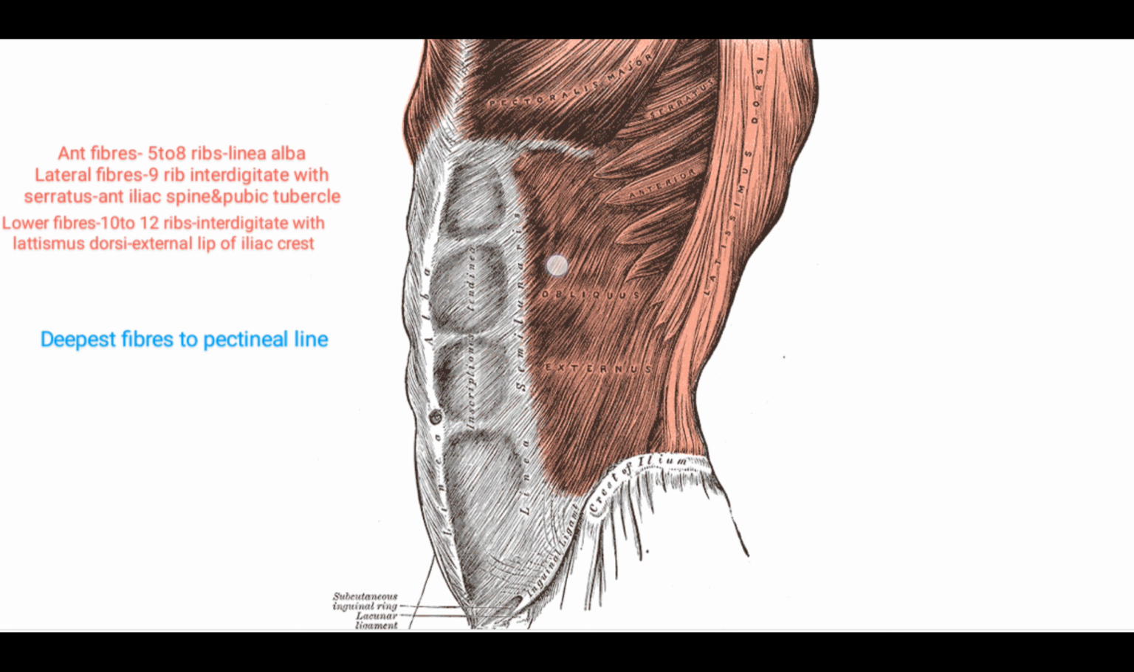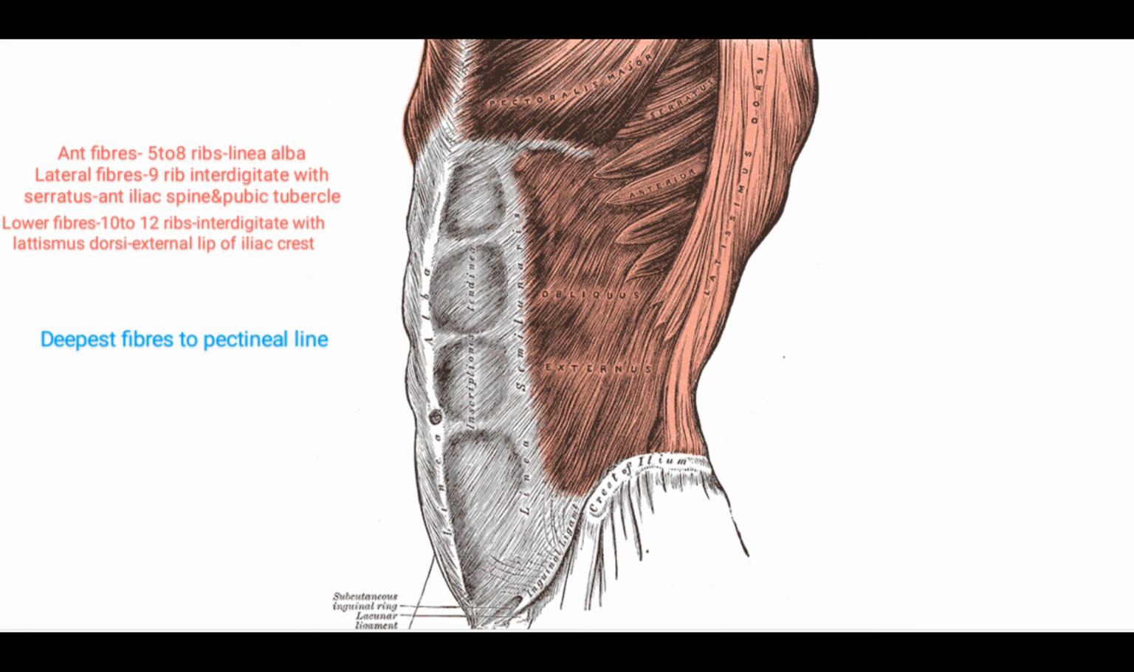The middle or lateral fibers are inserted onto the anterior iliac spine and the pubic tubercle. The lower fibers are inserted over the external lip of the iliac crest. The deepest fibers are inserted over the pectineal line. So the linea alba, anterior iliac spine, pubic tubercle, and external lip of the iliac crest are the insertion of the muscle.